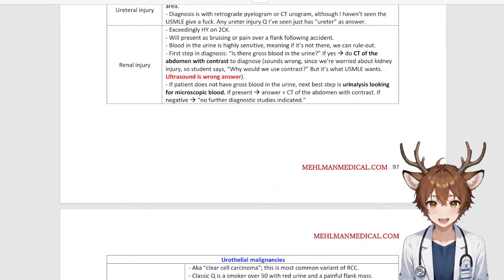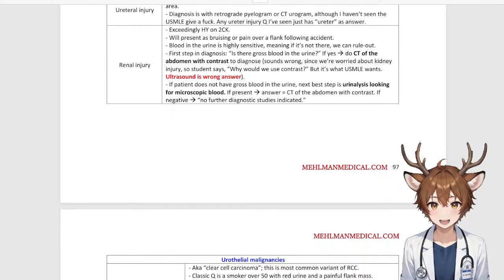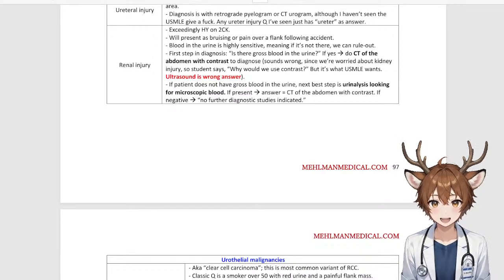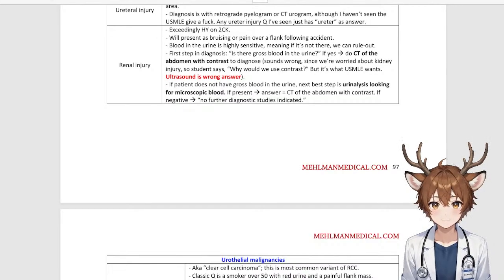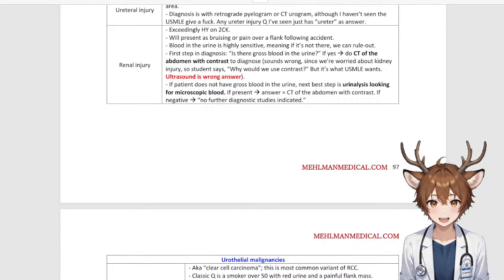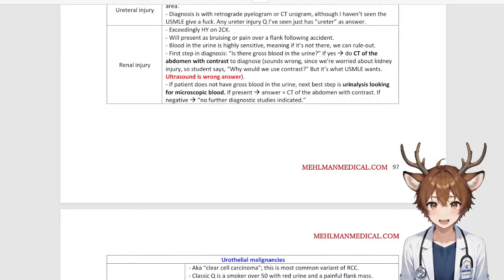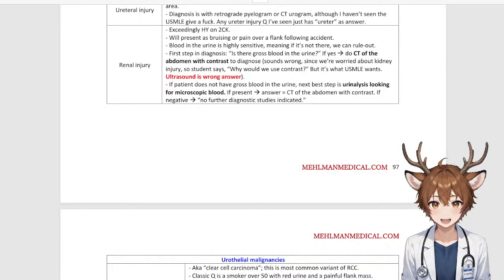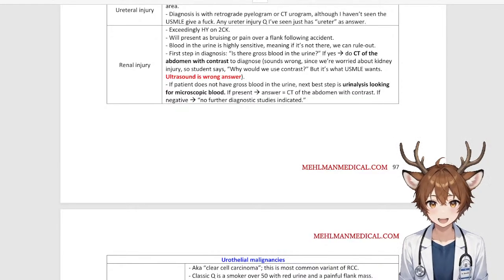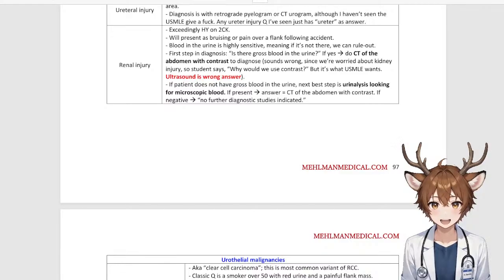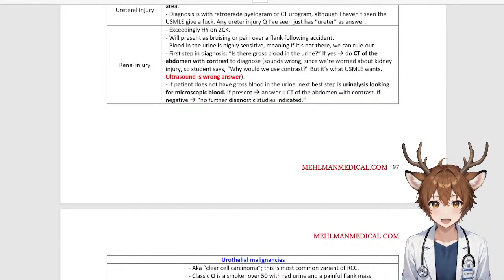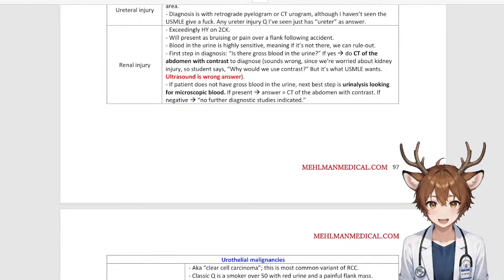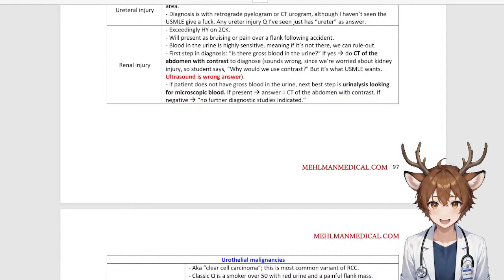What about renal injury? Exceedingly high yield on 2CK. It will present as bruising or pain over the flank following an accident. Blood in urine is highly sensitive, meaning if it's not there, we can rule it out. First step in diagnosis: is there any gross blood in the urine? If yes, do a CT of the abdomen with contrast to diagnose. It sounds wrong since we're worried about kidney injuries, so students say, why would we use contrast? But it's what USMLE wants. Ultrasound is the wrong answer. So go for contrast CT.